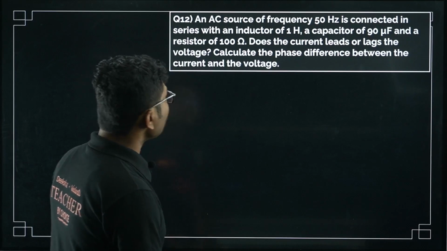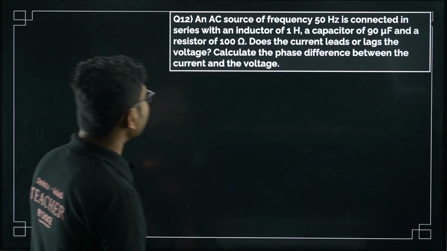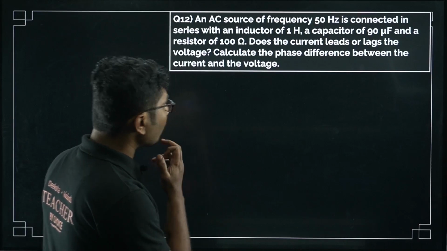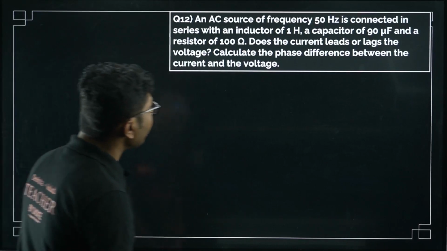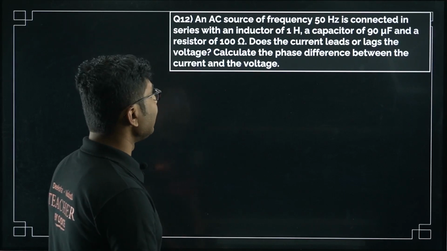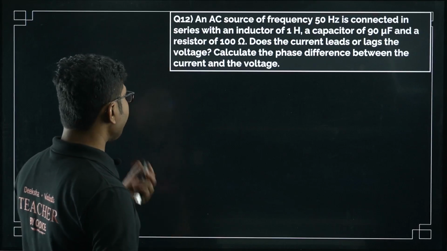An AC source of frequency 50 Hertz is connected in series with an inductor of 1 Henry, a capacitor of 90 microfarad and a resistor of 100 ohm. Does the current lead or lag the voltage? Calculate the phase difference between the current and the voltage.